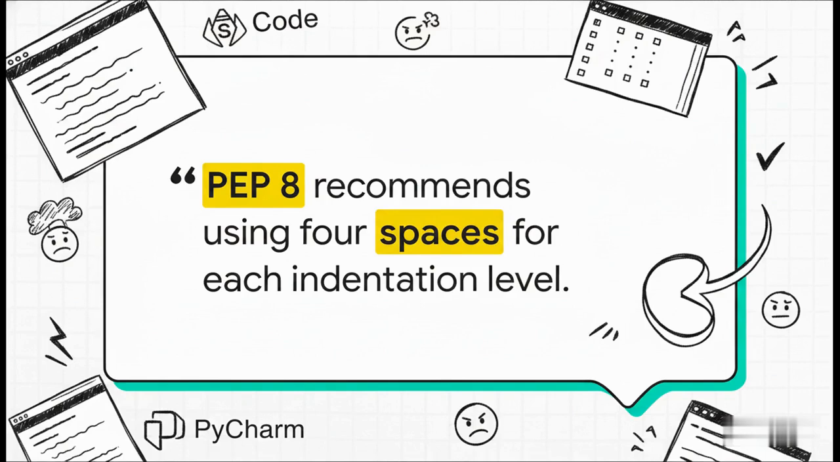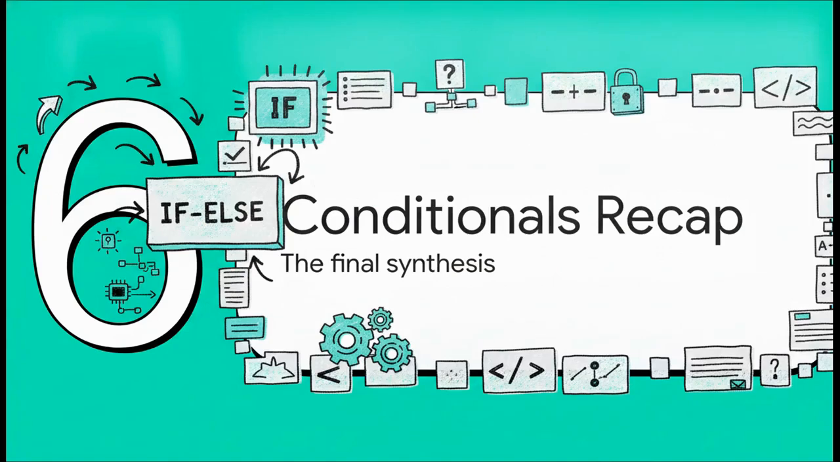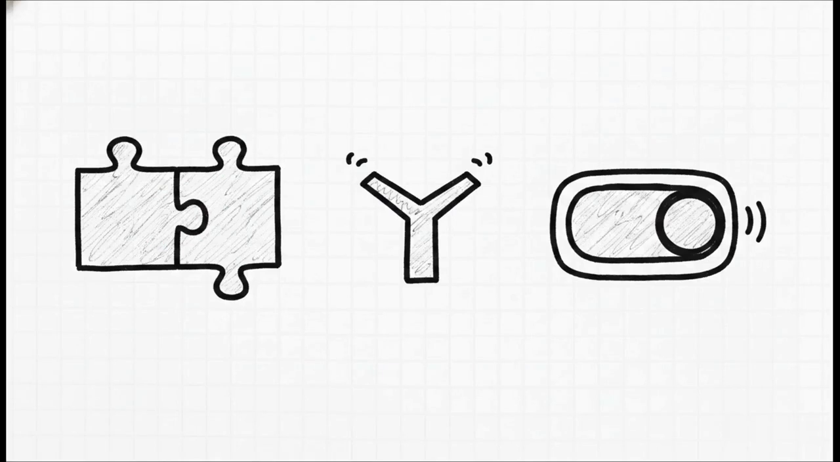Honestly, the best way to save yourself this headache is to just use a modern code editor, like VS Code or PyCharm, because they'll actually manage all this spacing for you automatically. Section 6. Conditionals and operators recap. The final synthesis. We have covered a ton of ground today, navigating from basic choices all the way to nested logic and error avoidance. So let's pull it all together.